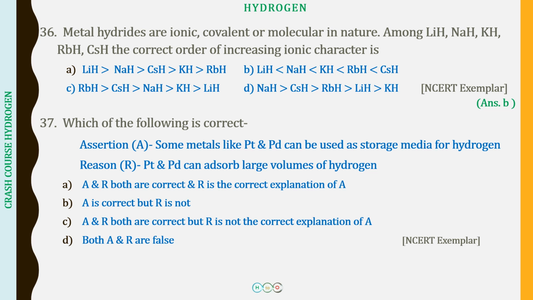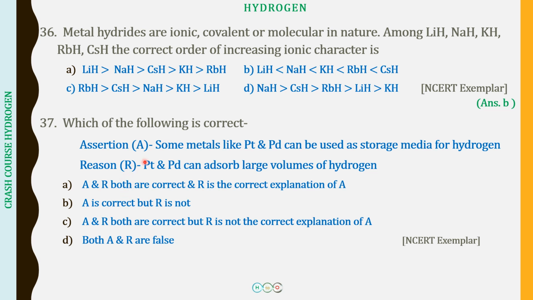The next we have is: which of the following is correct? It is an assertion and reason type of question, which is generally asked in the IIT entrance examination. This question is also asked in the NCERT exemplar, and the assertion is that some metals like platinum and palladium can be used as storage media for hydrogen. The reason is that platinum and palladium can absorb large volumes of hydrogen. So either A and R both are correct, and R is the correct explanation of A; A is correct, R is not; both are correct, but R is not the correct explanation of A; or both A and R are false.